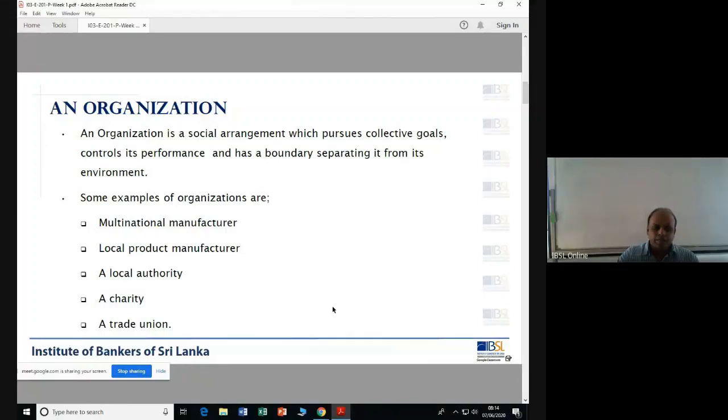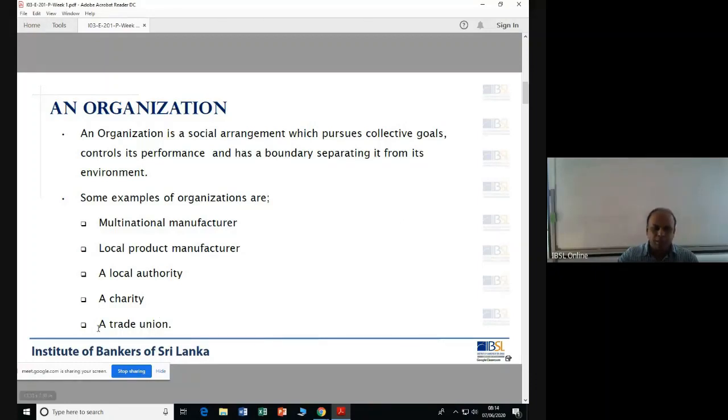And the next example is a charity. As I mentioned earlier, what could be the objective of a charity? As we understand, a charity focuses on the well-being of the society. So the clear goal there is serving the community or the society or the environment to make it a better place.